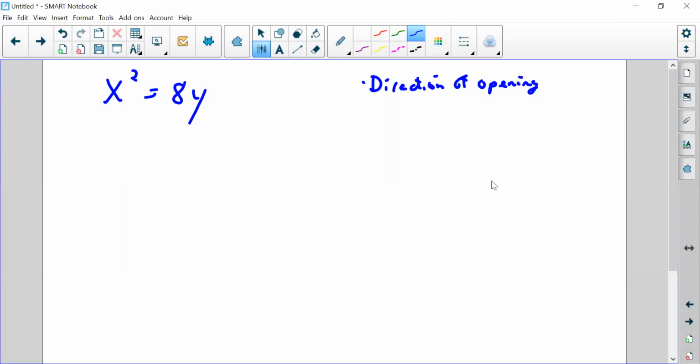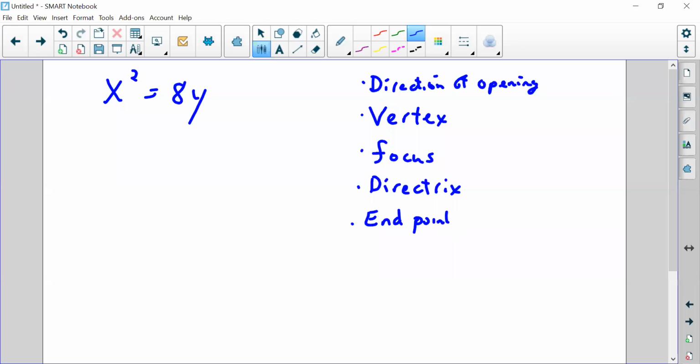The direction in which it is opening. Okay. You also will have to be able to identify the vertex, the focus, the directrix, and the endpoints of the latus rectum. And then, of course, sketch the graph. So in any type of these problems, these are the things that you're going to have to be able to do and figure out how to do based on the equation, given the equation.